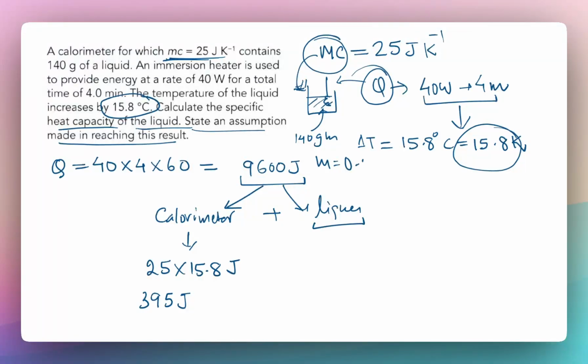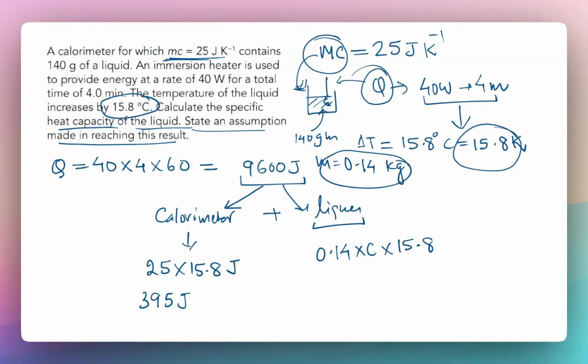For the liquid, we now know the mass, which is 140 grams. So we have to always convert it to kilograms. So this is going to be 0.14 kilogram. And c is unknown. So we'll say 0.14 multiplied by c into delta T, which is 15.8.